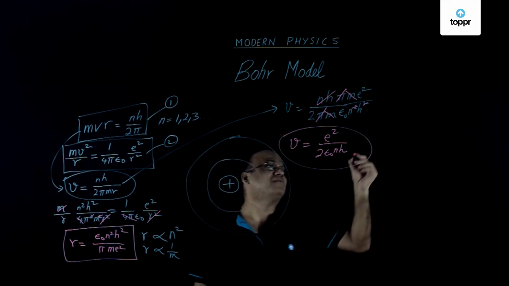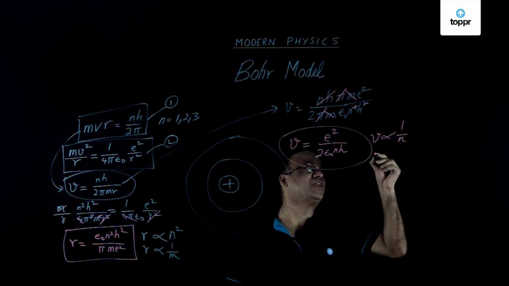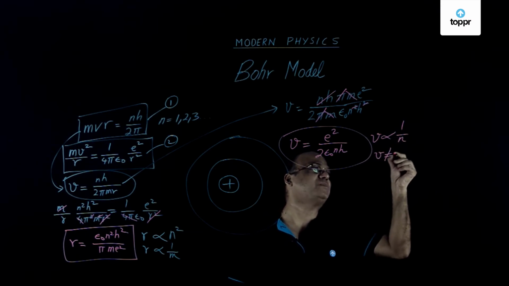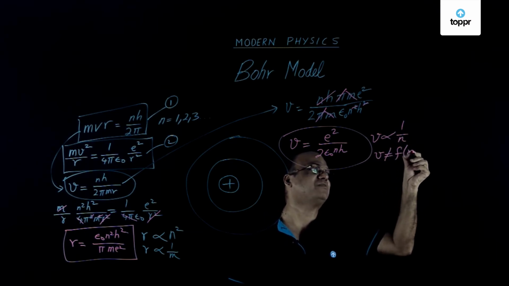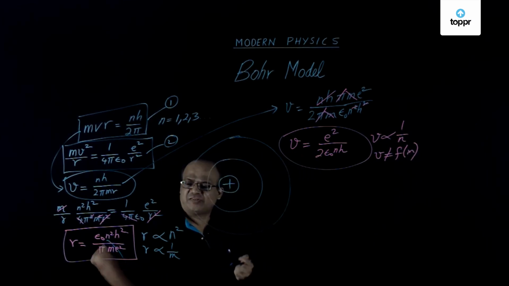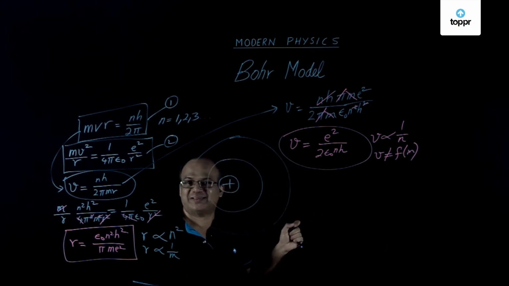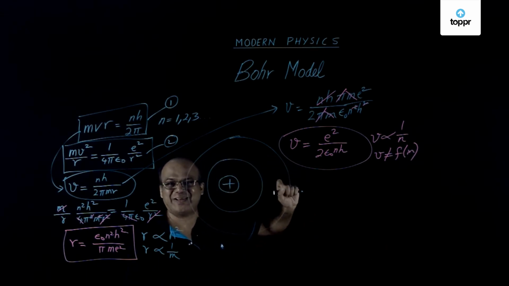And see, velocity is proportional to 1 by n. Velocity is not a function of the mass of the particle. Even if somebody changes the mass of the particle, the velocity is not going to change. So r is proportional to n square. v is proportional to 1 by n. Remember, right now we are talking only about the hydrogen atom.